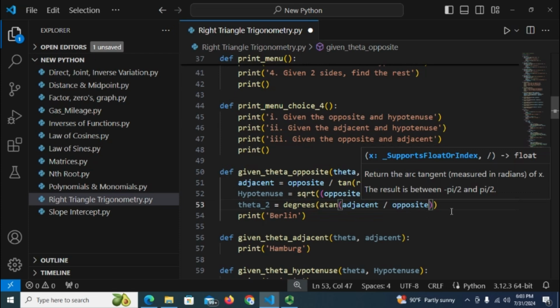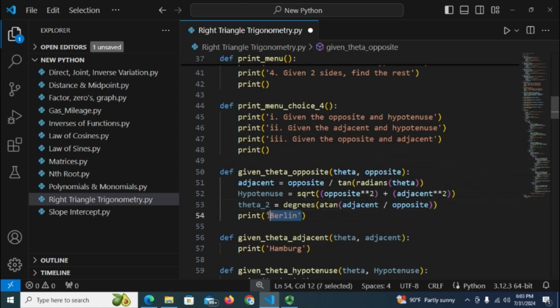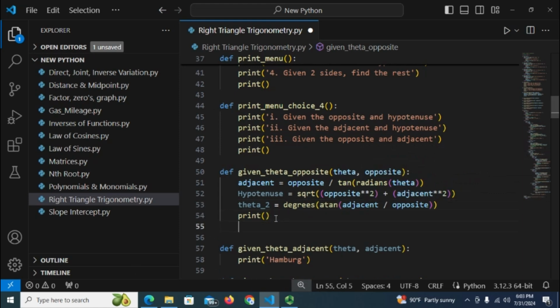So if we have theta 1 as opposite over adjacent, then if we have the triangle, assume we have a picture, theta 2 in that case would be adjacent over opposite, and we take the arctan of that. Okay, and then now we're going to print a blank line, and then next we're going to print the results.